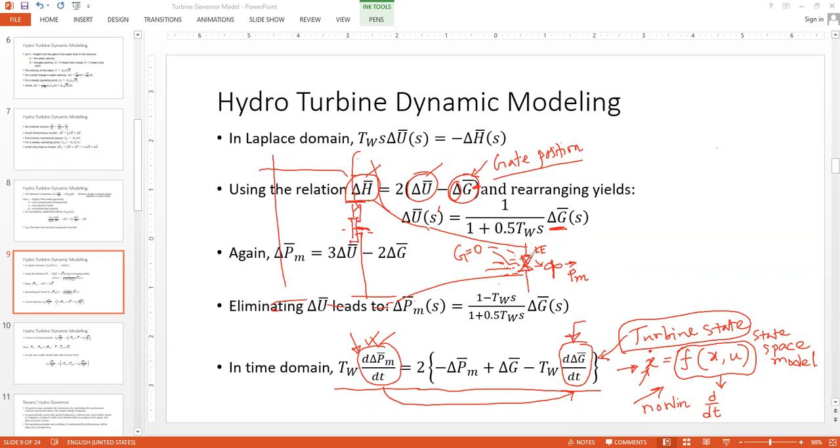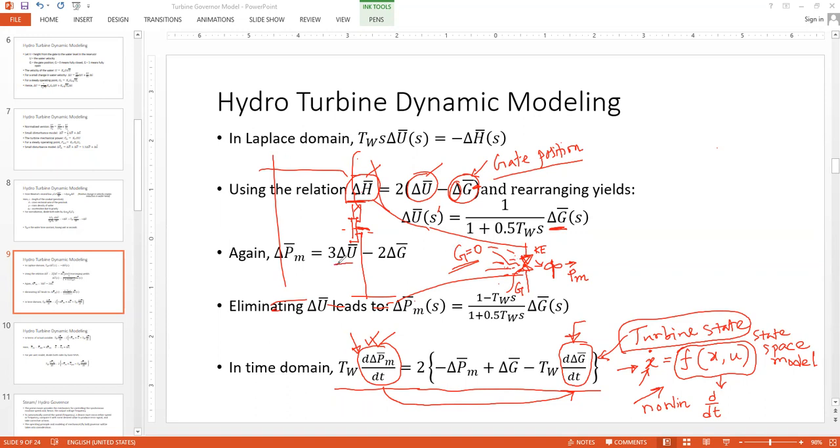Water intake or water flow to the turbine blades can be controlled by this gate valve, or G, the position of the gate. So if G is 0, the valve is closed completely. If G is 1, it is completely opened. So G was the gate position of the gate valve, opening or closing.